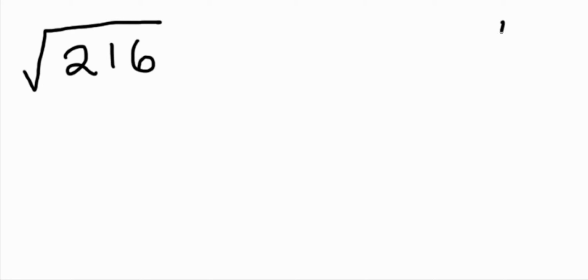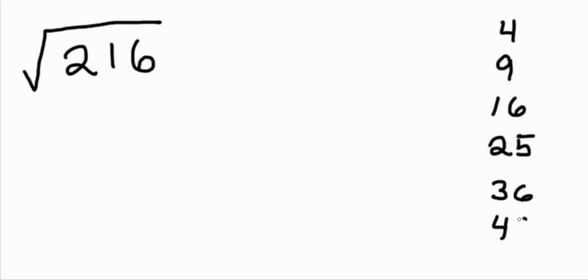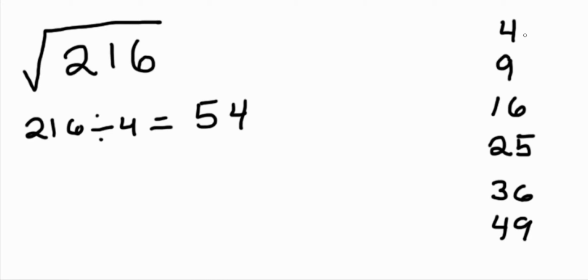We have 4. We have 9. We have 16. 25. 36. And 49. Again, there are plenty more, but I always like to start with just the beginning ones, because typically one of these is going to go into it first. So 216 divided by 4. Let's look at that. 216 divided by 4, we get 54. Okay, perfect. So we know that this one definitely goes into it.